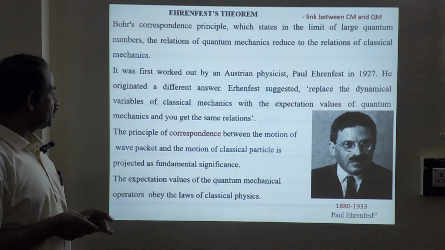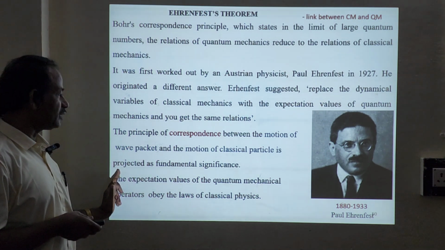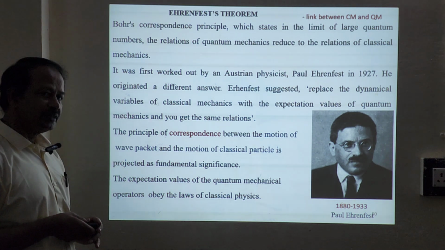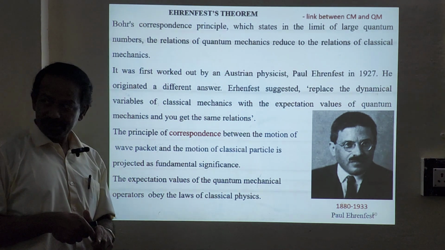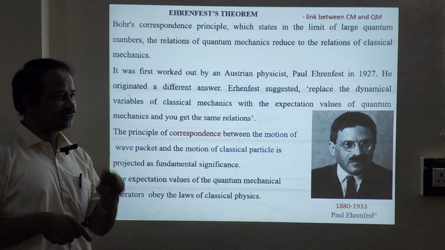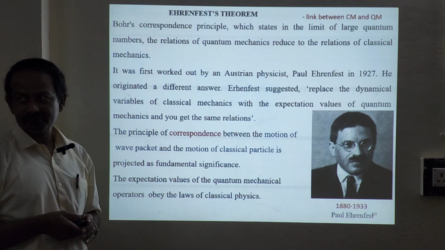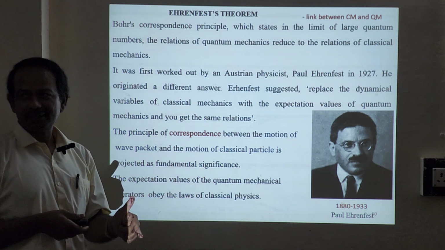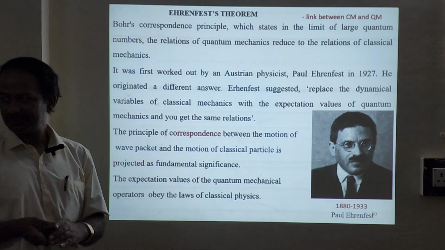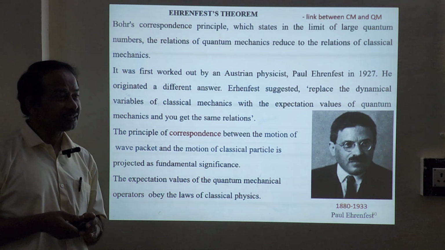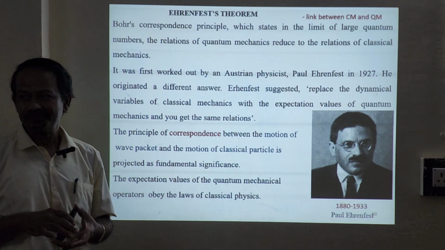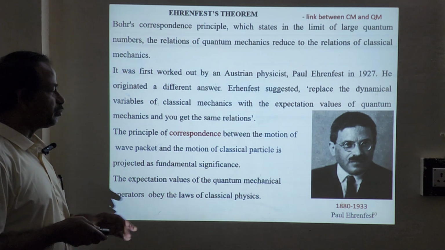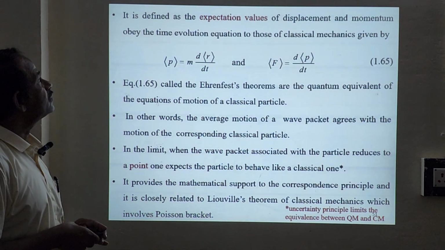The principle of correspondence between the motion of a wave packet and the motion of a classical particle is of fundamental significance. As I said, when lambda tends to 0, when h tends to 0, we can achieve classical results. So the classical limit is lambda tends to 0, the classical limit is h tends to 0. So we can say that classical mechanics is the approximation of quantum mechanics. We can say the expectation values of quantum mechanical operators obey the laws of classical physics.